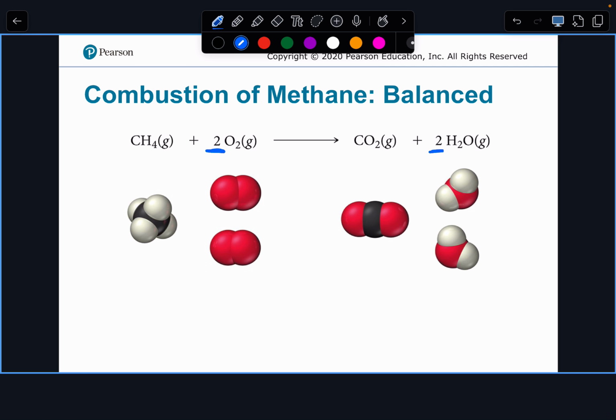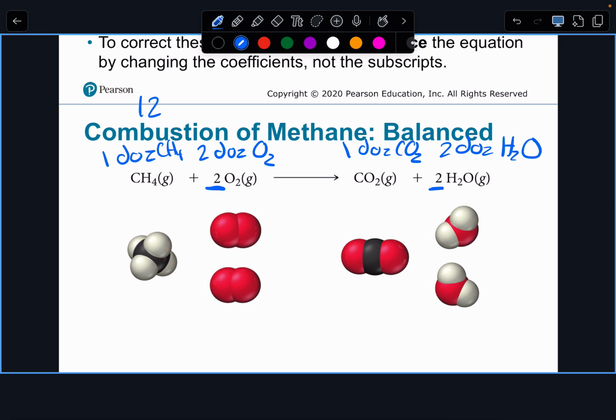It's important, though, to understand that they can also represent the number of moles of molecules. I don't know why it always bothers people when we talk about moles, because if we talked about a dozen, I don't think it would bug you. If I said a dozen methane, 2 dozen oxygen, 1 dozen CO2, and 2 dozen H2Os, like that is the same ratio, right? 1 dozen is 12, 2 dozen is 24, 12, 24.